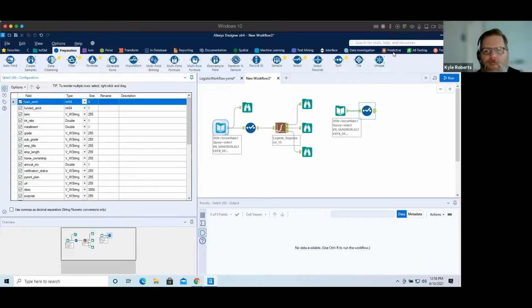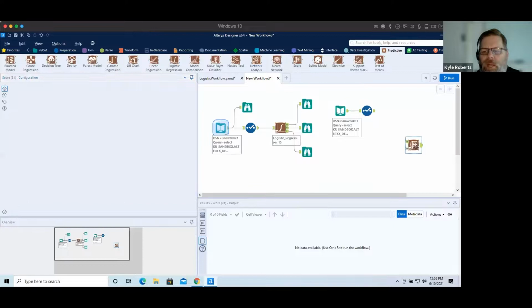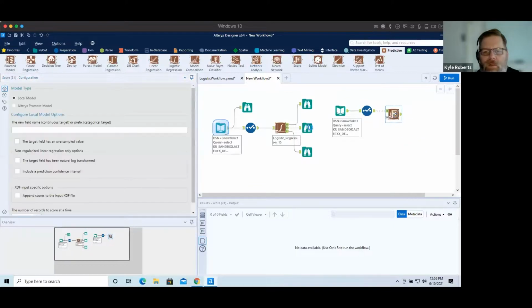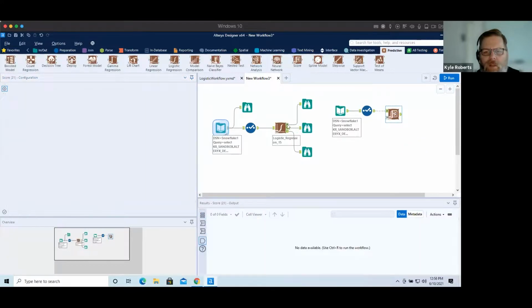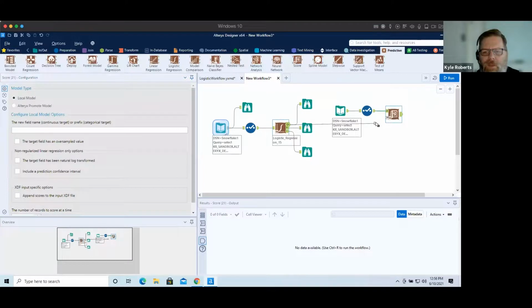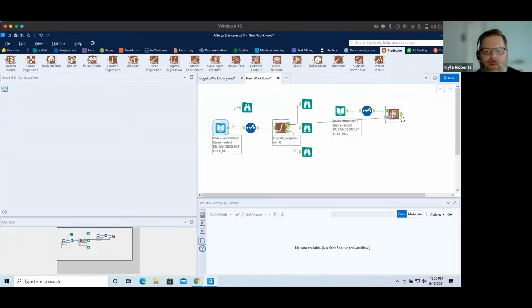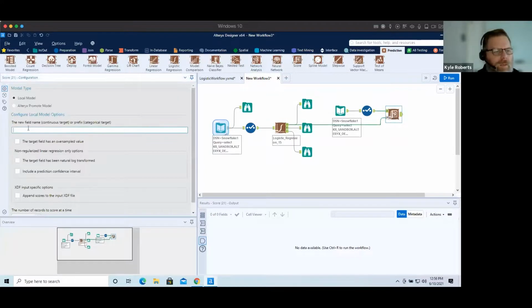Okay, so now we'll pull in our scoring tool. And remember, data goes to that one. And then we're going to grab the output from this one into the model. And then our new field name is is_bad, underscore bad, because I'm going to throw it back out to Snowflake when we're done. And now this will score that data.